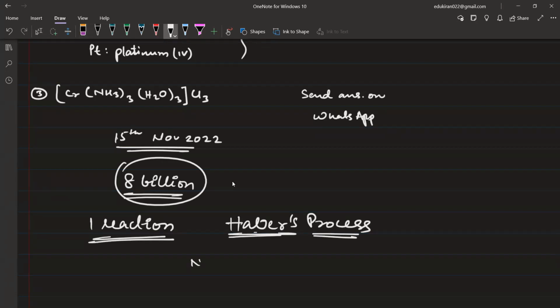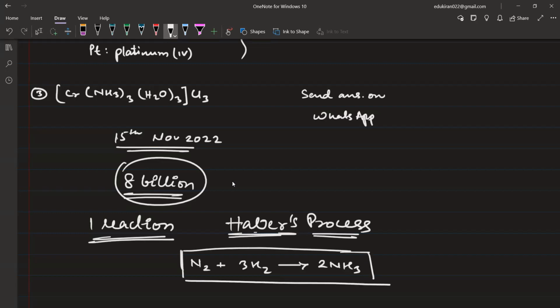In Haber's process, what happens? You can convert, you must have seen this reaction, N2 plus 3H2 gives 2NH3. This simple reaction was not possible till early 1900s. In 1909, Fritz Haber first demonstrated how this reaction can happen. You can take atmospheric nitrogen and hydrogen and mix them to form ammonia. And ammonia is a very important precursor for any type of fertilizer.